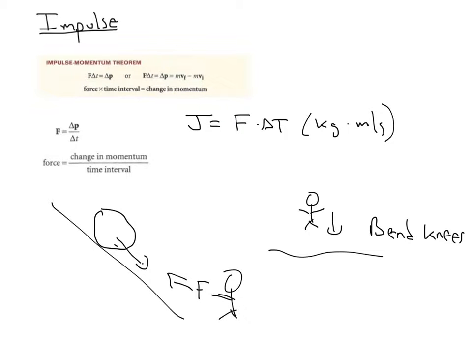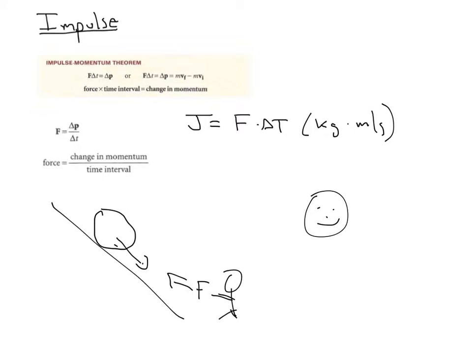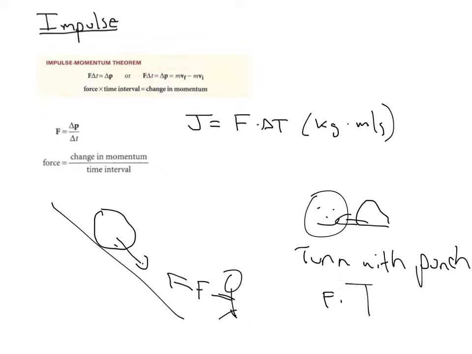Another example of this is taking a punch. If someone gets hit in the face, you turn your head. There's a saying in English, turn with the punches. If life throws you a punch, turn your head with the punch. And the reason you do that is because you make the time very big, which allows the force to be much smaller, and it decreases the force, so it's not as painful. Here's an example.